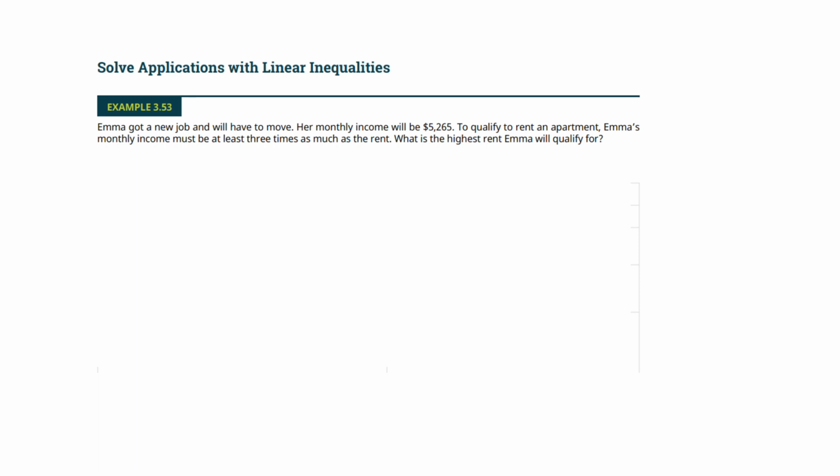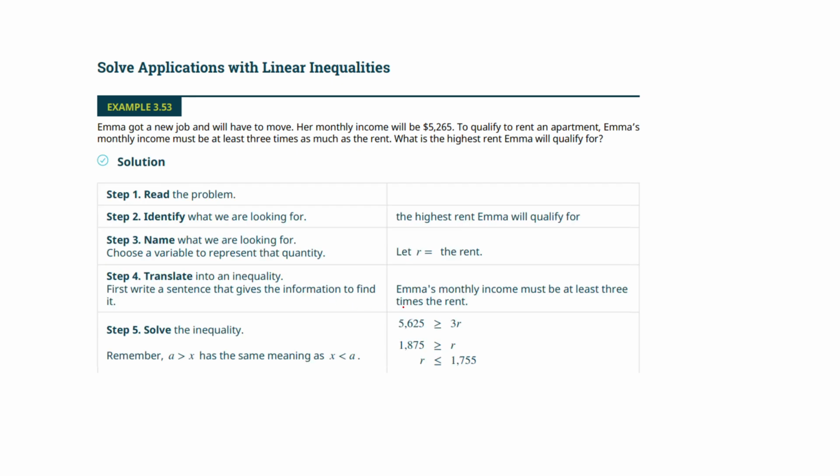Okay, so let me see if we can use what they've done here. Yeah, we can. So Emma's got this salary. She makes $5,625. Now, in order to qualify for an apartment, she must be at least, so let's start translating here. I've got her monthly income right there. Must be at least. So what would at least be in math language? It would be greater than or equal. So we're happy with it being that number or even more.